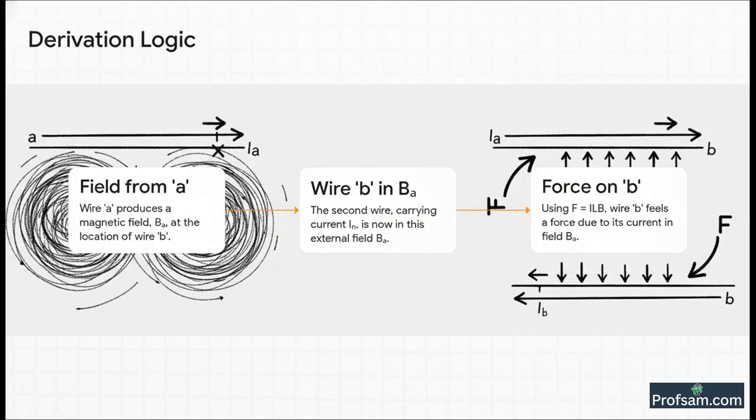It's a three-step story. First, wire A, with its current IA, creates a magnetic field around it. We'll call it BA. Simple enough. Second, wire B is just sitting there at a distance d inside this magnetic field. It's now in the zone of influence of wire A. And third, because wire B has its own current, IB, and it's in that magnetic field BA, it experiences a force. It's that simple. One creates a field, the other feels a force in that field.